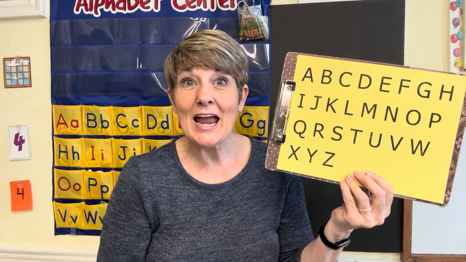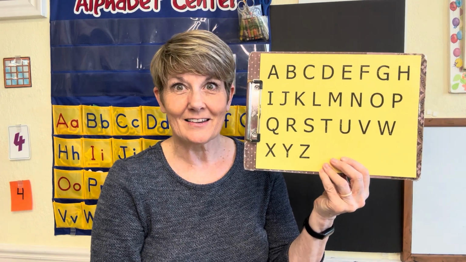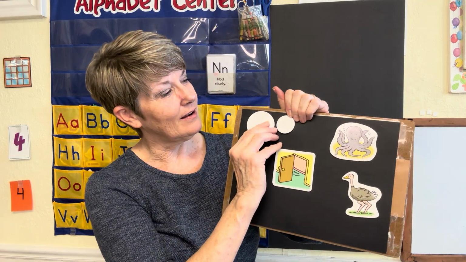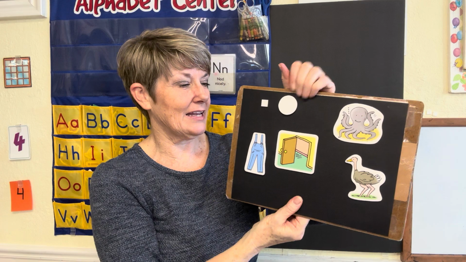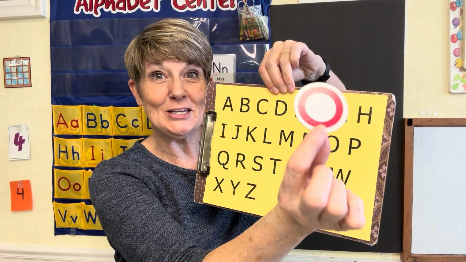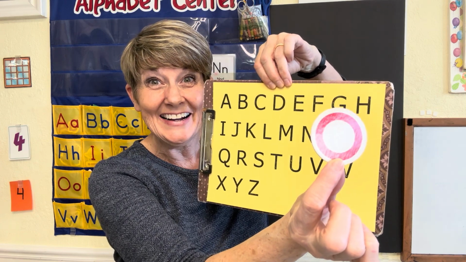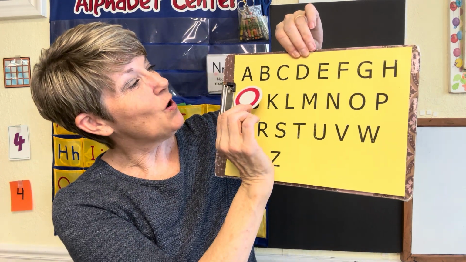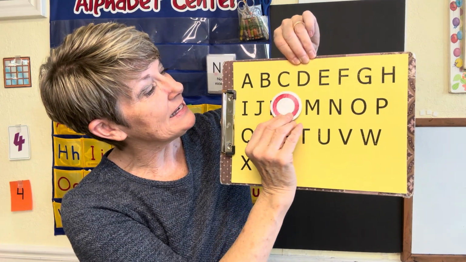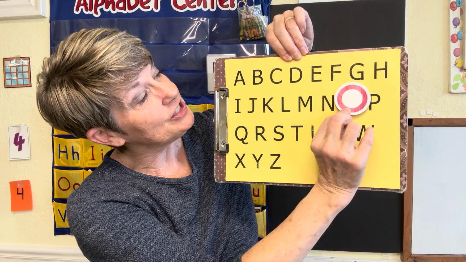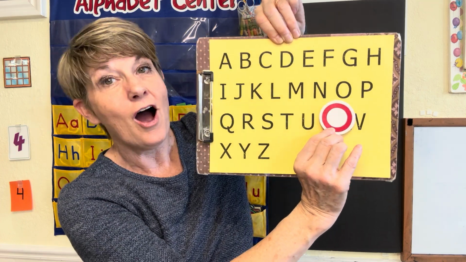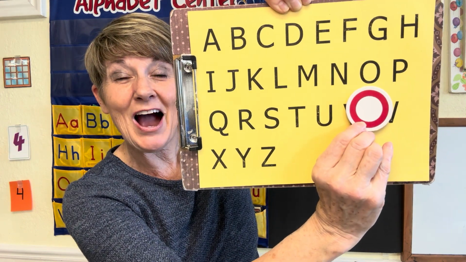It is time for your guesses. What do you think? Let's take this one and we're going to look at it. Did you guess an O? Let's see where O comes in the alphabet. A, B, C, D, E, F, G, H, I, J, K, L, M, N, O. Can you see that O?